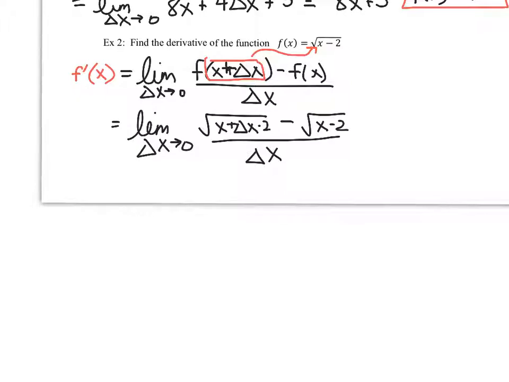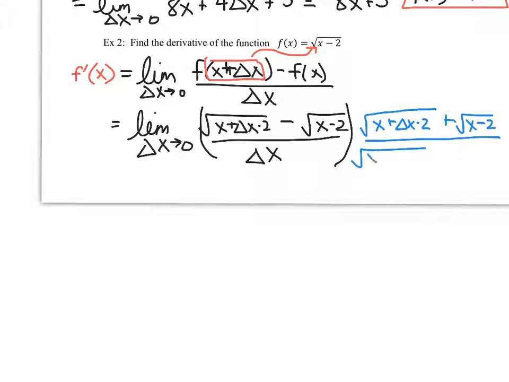So when we try to do this limit, we see that we have the type of limit where we're going to have to rationalize the numerator. So let's multiply this whole function by the conjugate of the numerator. So I'm going to say the square root of x plus delta x minus 2 plus the square root of x minus 2 all over the very same thing. So the square root of x plus delta x minus 2 plus the square root of x minus 2.